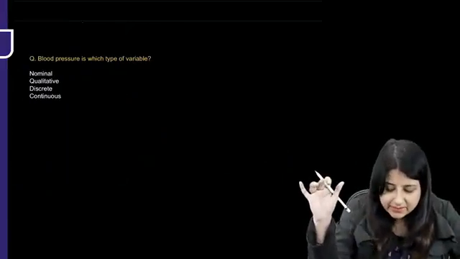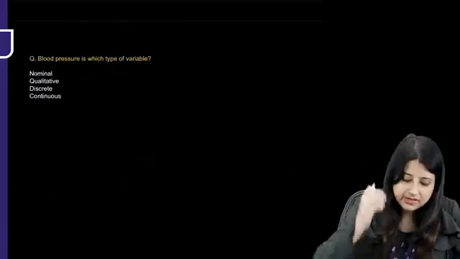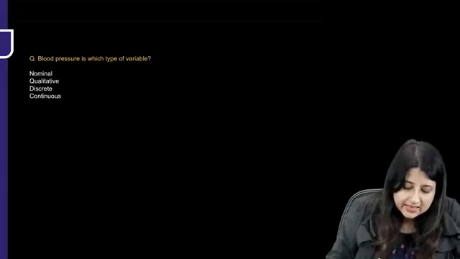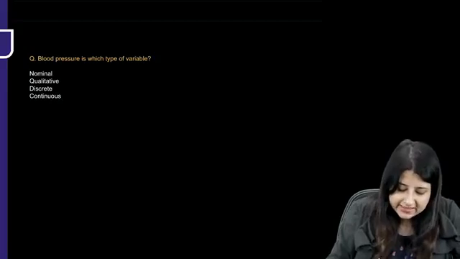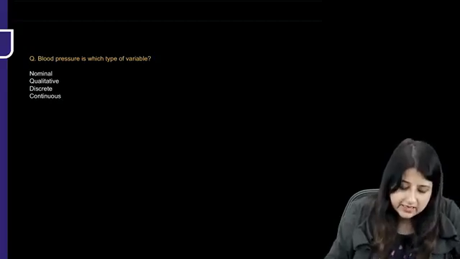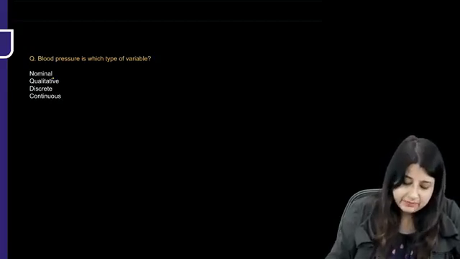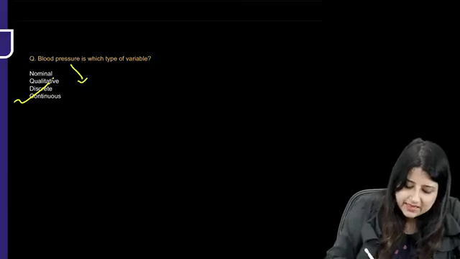So look at this, blood pressure is which type of variable? Now here we're going to come back to this question because here you can see one more term, nominal. Leave that, otherwise tell me qualitative or discrete or continuous. So qualitative variables are discrete, blood pressure is continuous. Why? Because you express it in a unit.